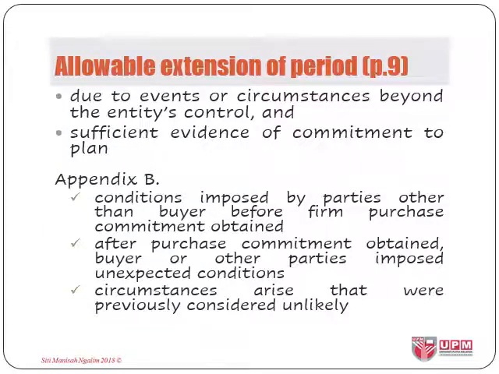For the exceptions of the 1-year period, paragraph 9 allows for an extended period if the circumstances that result in delaying the completion of the sale beyond the 1-year period are not in the control of the entity, and given the delay, the management has still shown sufficient evidence of commitment to the plan.